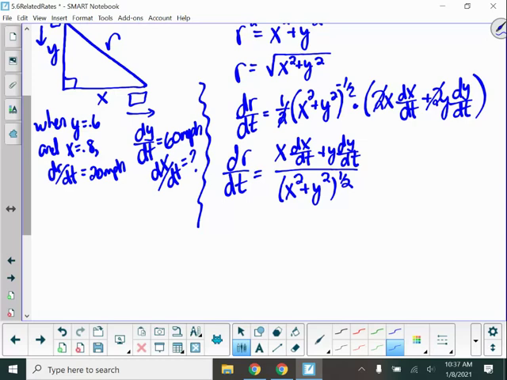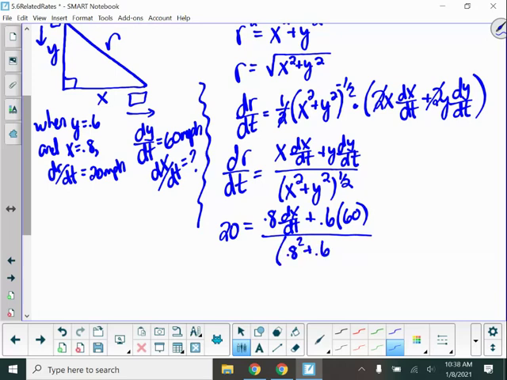Now I'm going to go and plug things in. I know dr dt is 20. I know x is 0.8. I don't know dx dt. I know y is 0.6. I know dy dt is 60. And then on the bottom, my x is 0.8, my y is 0.6, and then that's to the 1/2 power. So then I would go through and do the math to solve this.